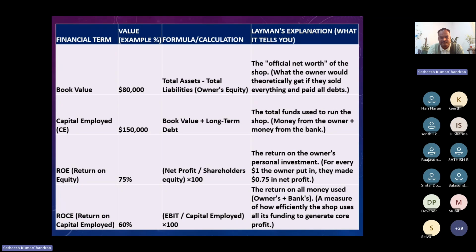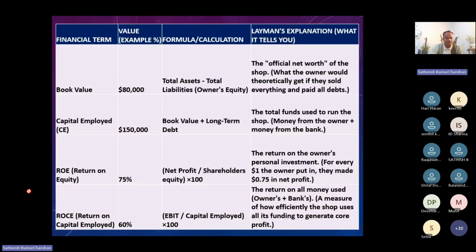So capital employed, for example, is book value plus long-term debt. How much capital did we put? 150,000. In that, for example, 80,000 is book value, and the balance is long-term debt. Like 150 minus 80 book value, that is almost 70,000 long-term debt. So that is the capital employed.